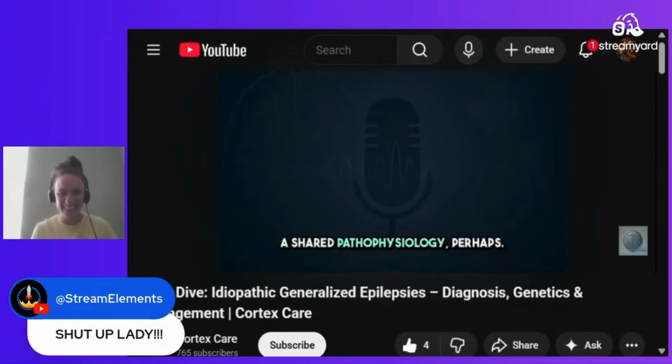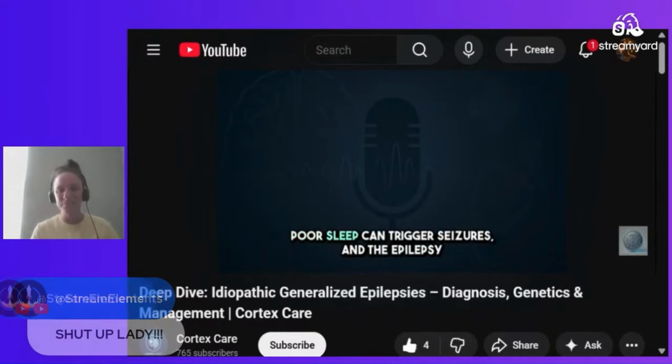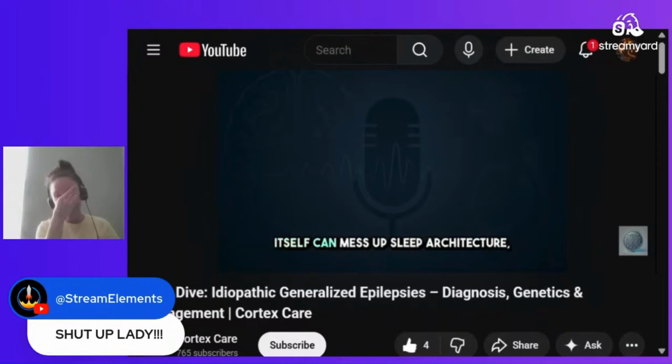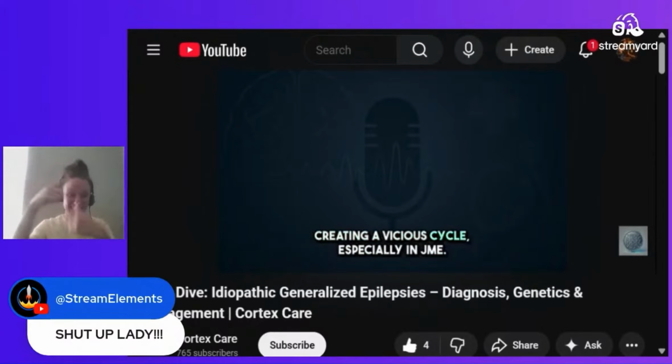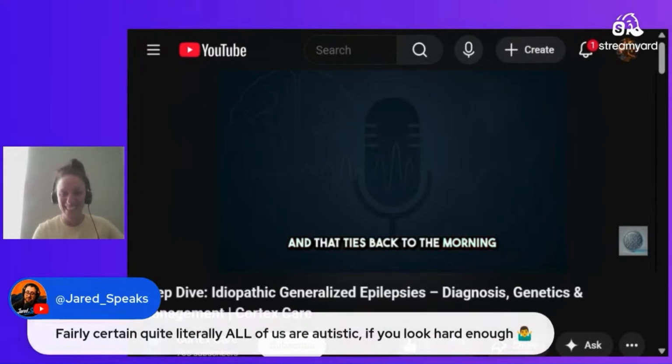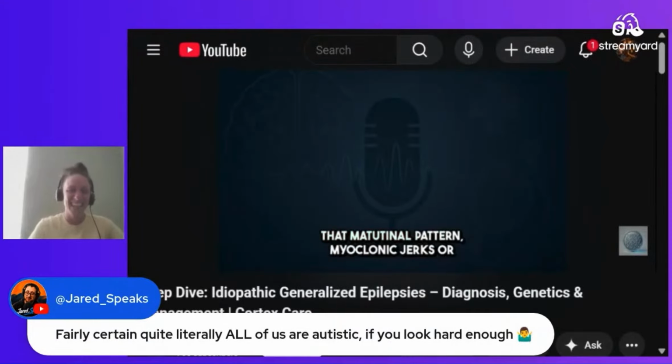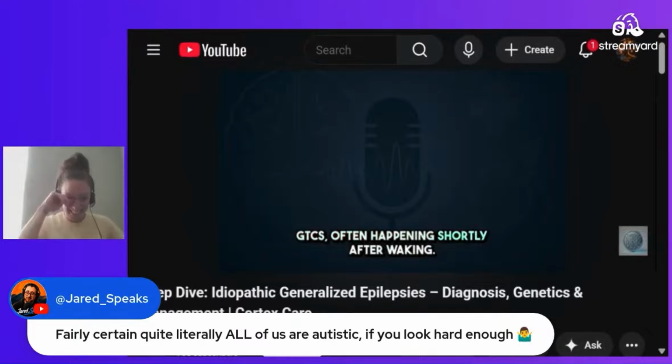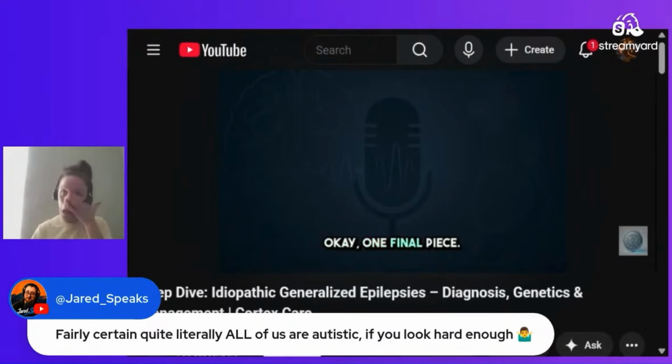People. A shared pathophysiology, perhaps. Possibly. And the link with sleep is critical too. Poor sleep can trigger seizures, and the epilepsy itself can mess up sleep architecture, creating a vicious cycle. Especially in JME, poor sleep quality is common. And that ties back to the morning pattern of seizures too. Exactly, that matutinal pattern, myoclonic jerks or GTCS, often happening shortly after waking. It's all interconnected.